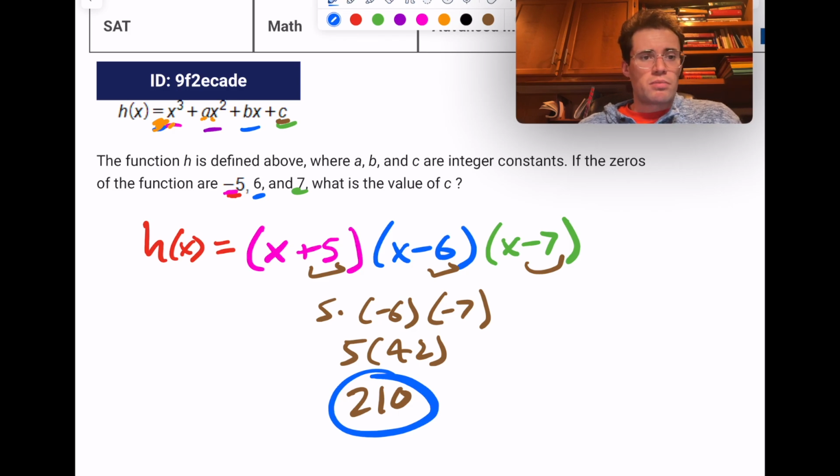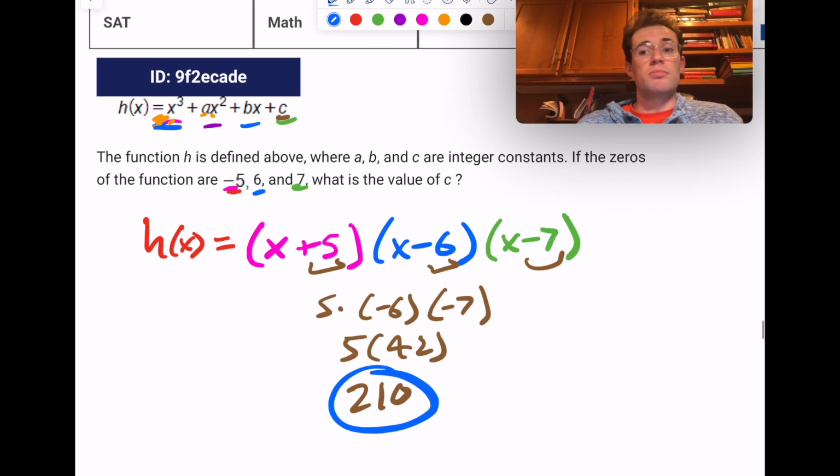Just make sure you do check for that x cubed term. If it was like 2x cubed, that complicates it a little bit more. Then you would know that one of these has to have a 2 in front of it. You have to play around with it. Then you'd have to have like a 2 out front here.